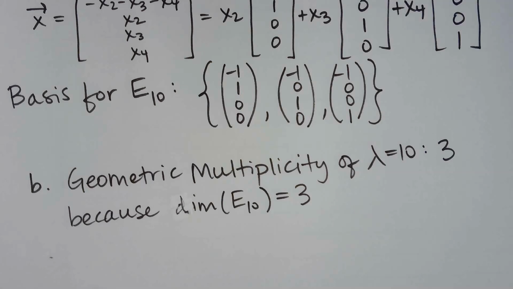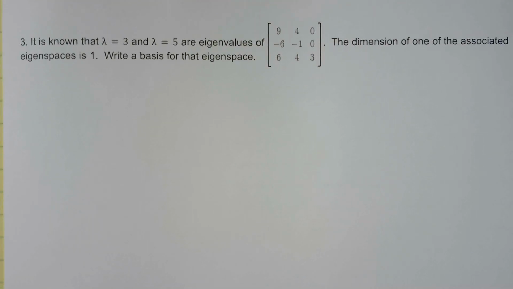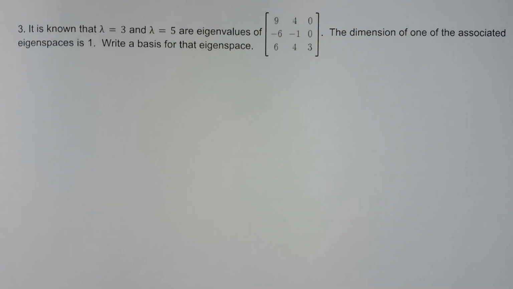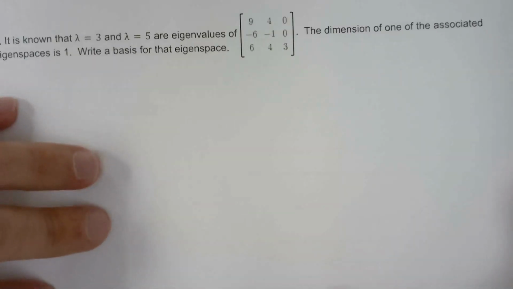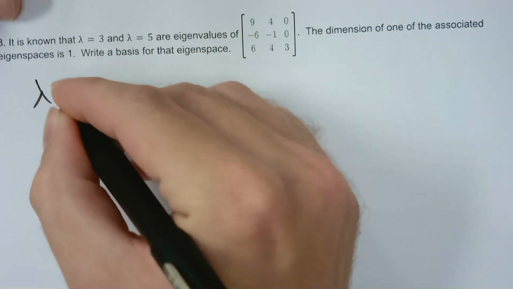The next one says, it is known that lambda equals 3 and lambda equals 5 are eigenvalues of this matrix. The dimension of one of the associated eigenspaces is 1. Write a basis for that eigenspace. Okay. Well, I'm just going to start with lambda equals 3 and hope for the best.